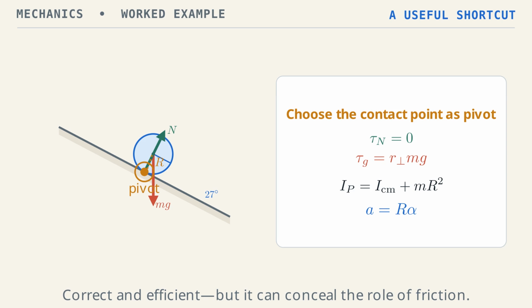After finding angular acceleration, use a equals R alpha. This route is efficient and gives the correct answer, but it can conceal the physical role of friction. So we will take the longer route through the center of mass.